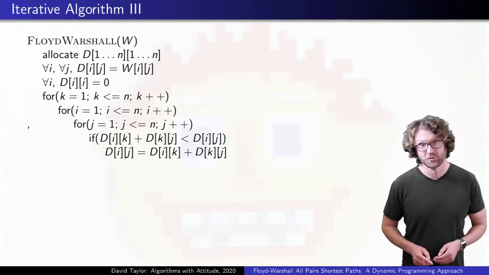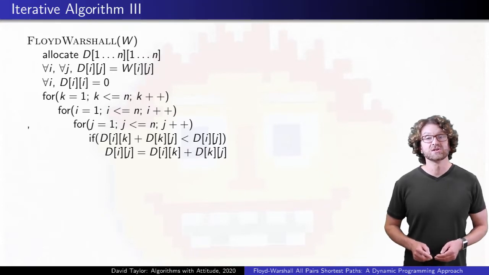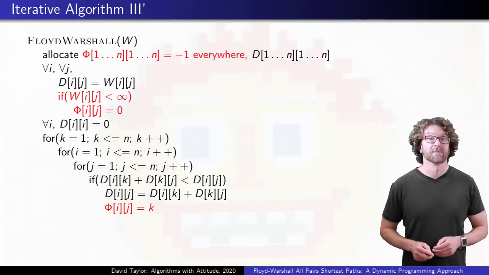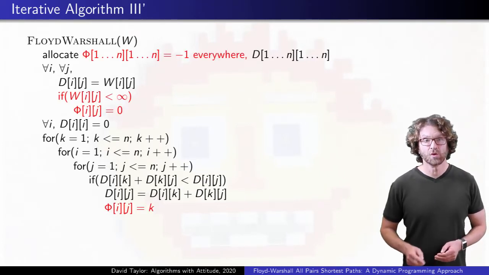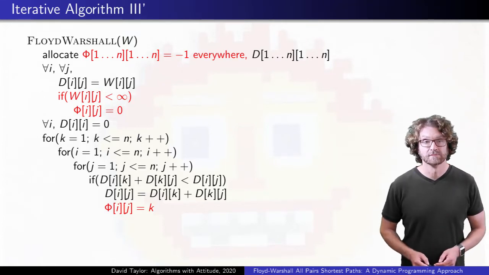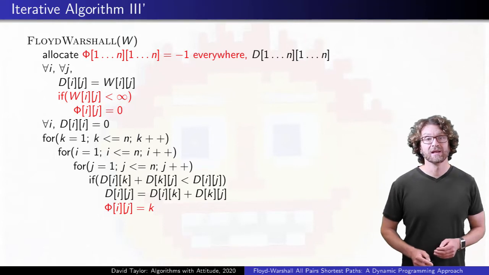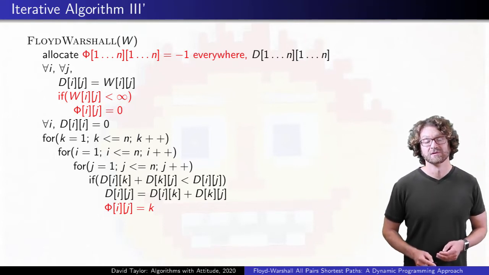Okay, what if after running the algorithm, you want to quickly reconstruct any particular shortest path? Probably the most obvious way is to store an extra table, and whenever you need to use some vertex k as a new highest numbered vertex on a path from i to j, store k. We'll name that table phi. I don't know why. 0 will indicate a direct edge, and any number higher than 0 denotes a vertex.